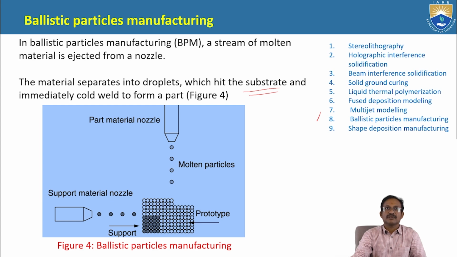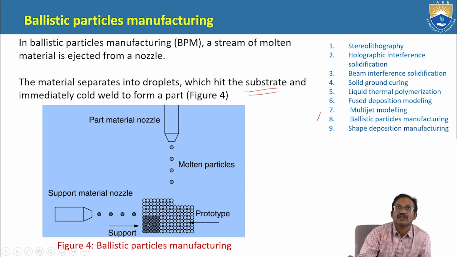This is the support material nozzle. This is the part material nozzle. Usually we do not want the support material, so it should be weak, whereas the part to be made must be very strong. So these molten particles will have to be high strength.